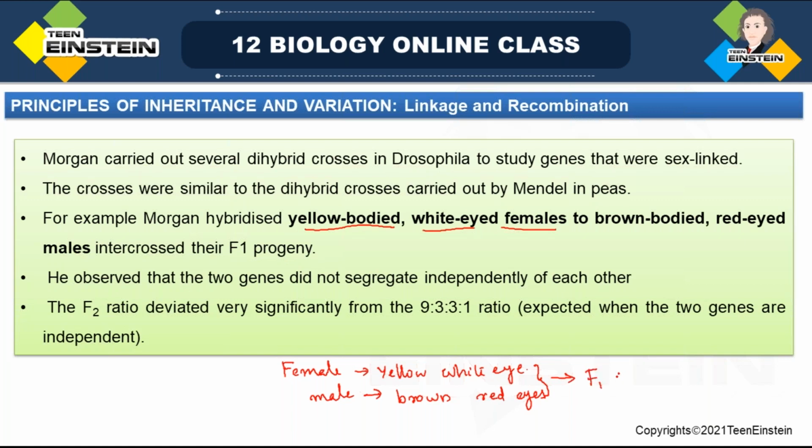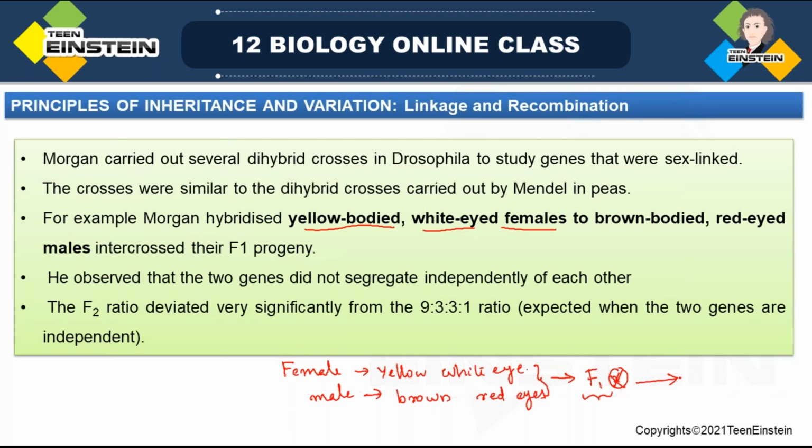Then in F1, what would they do? Mendel did selfing of F1. But this is a fly, so they can't do selfing, because the male is separate and the female is separate. So they did intercrossing within the same generation. Among these F1 there are definitely so many flies, and among them they did the intercrossing.